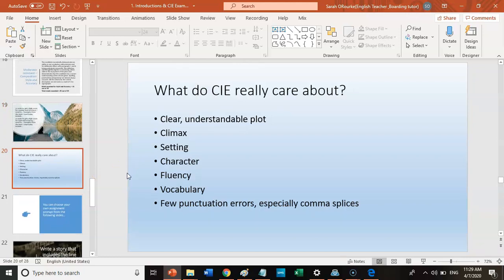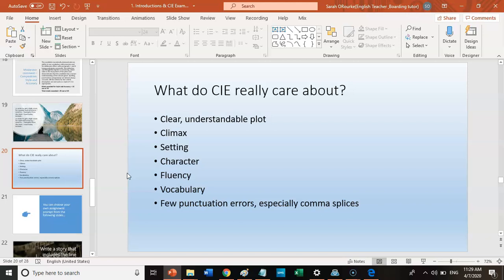Overall, what I want you to take away is these are the things that CIE really care about from looking at the examples that they've given us, from looking at the mark scheme, and also from my own knowledge examining for them. These are the things that we would usually focus on. Number one is you need to have a clear, understandable plot. That's like the basic thing. If your plot isn't clear, if I don't understand what's happening, you're going to get a bad mark.